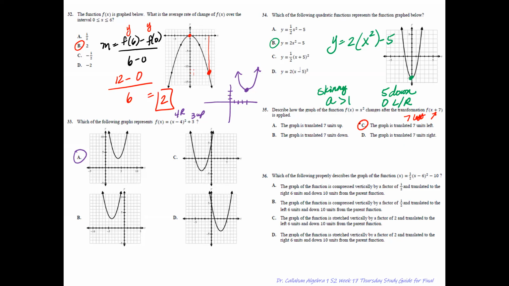Okay, last one, number 36. Which of the following properly describes the graph of this? So this is saying it's 10 down, 6 to the right. It is upward, or I say happy. And then since A is less than 1/2, it is going to be wider. So figure out that A, B, C, or D that describes that.